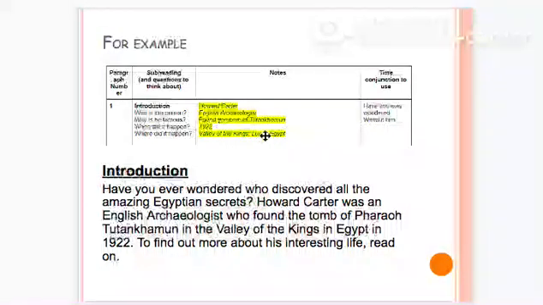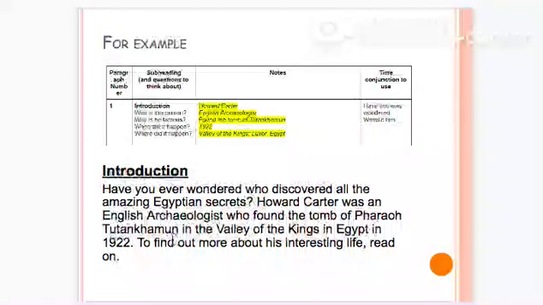Now I can go into some of this information that I got yesterday in my plan. So Howard Carter was an English archaeologist who found the tomb of Pharaoh Tutankhamun in the Valley of the Kings in Egypt in 1922. Full stop. To find out more about his interesting life, read on. So again, I've put that sentence in there to make the reader want to carry on reading.